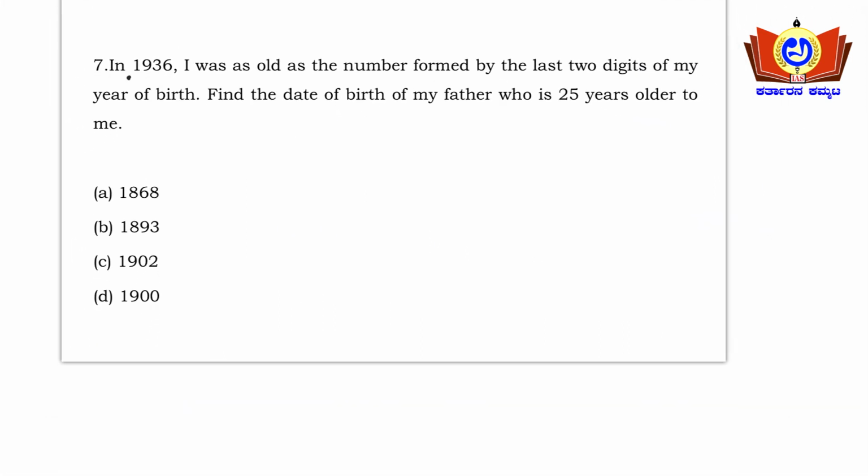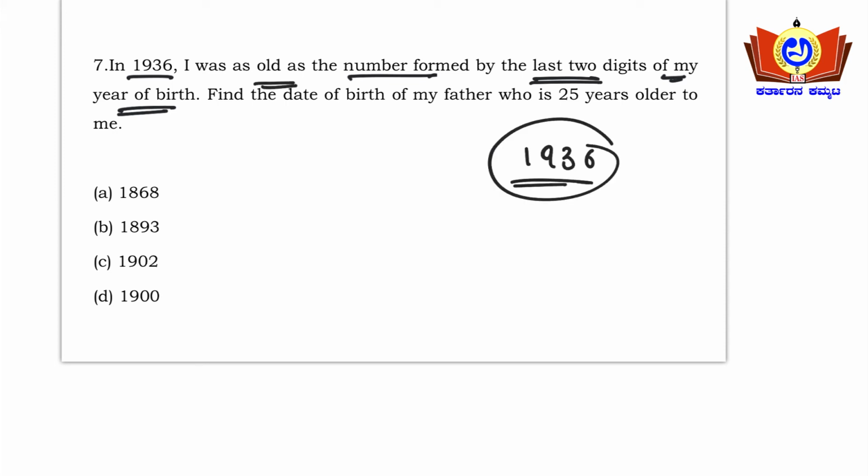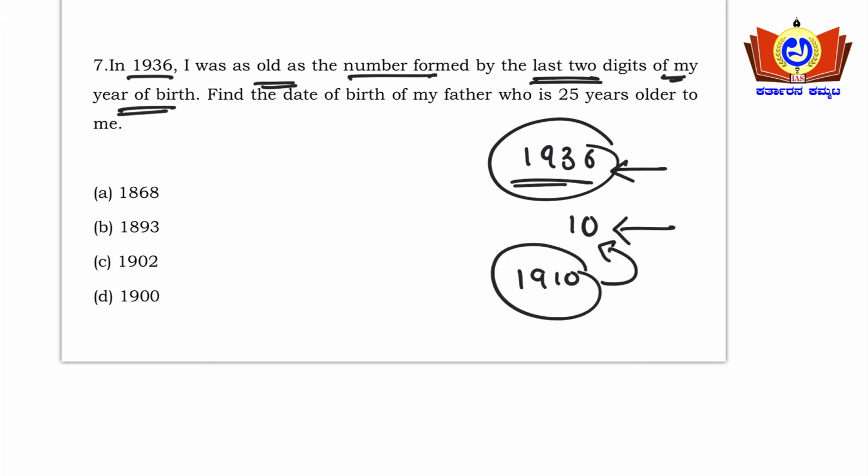In 1936, I was as old as the number found by the last two digits of my year of birth. So 1936 is the present year here. I was as old as the number found by the last two digits. See, if in 1936 he was 10 years old, let us assume, then his year of birth would be 1910 and he cannot be 10 in 1936. Hence we should assume different numbers here.